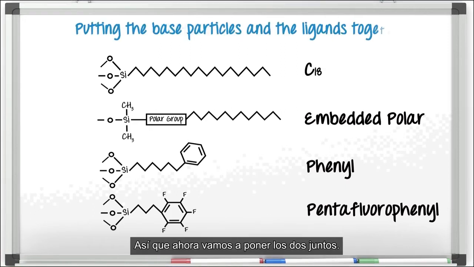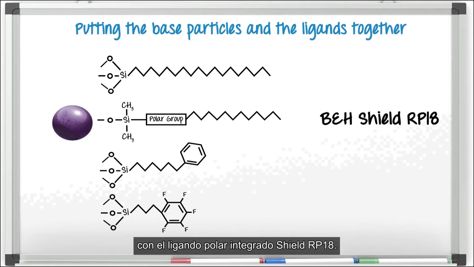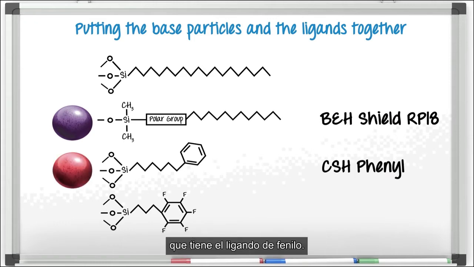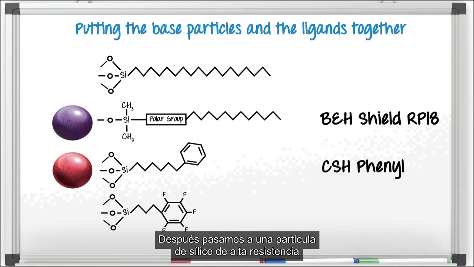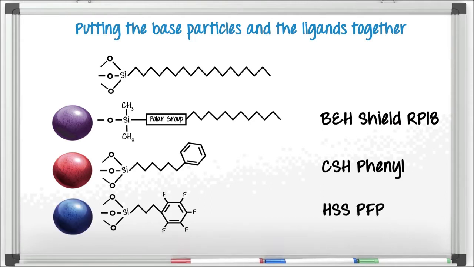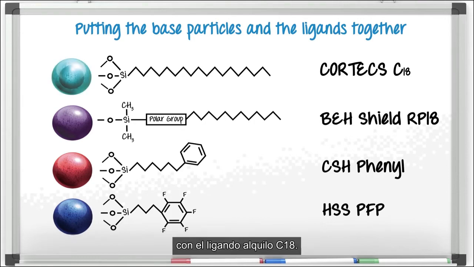So now we put the 2 together. So first you have a BEH particle with the Shield RP18 embedded polar ligand. You then move down to our charged surface hybrid, which has the phenyl ligand. You then move on to a high-strength silica particle with a pentafluorophenyl ligand. And lastly, you move on to the Cortex solid core base particle with the alkyl C18 ligand.